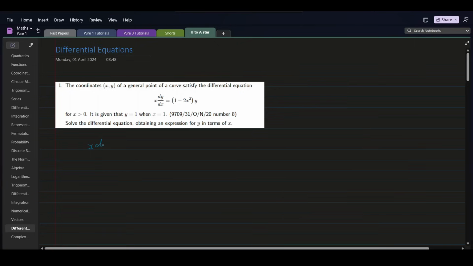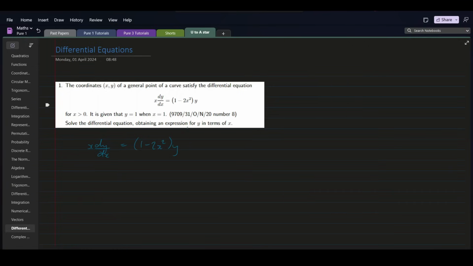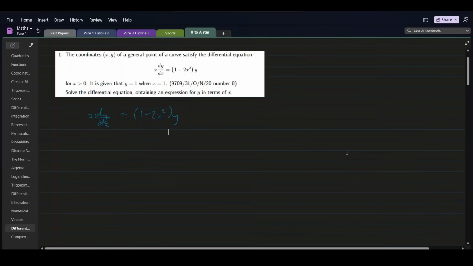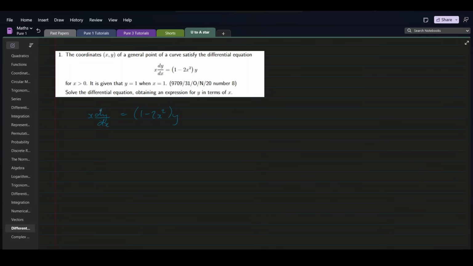Okay, so we're given x dy/dx is equal to (1 minus 2x squared) y. So the first step is to separate our variables. That means everything containing x should be on one side and everything containing y should be on the other side. If we move this y to the left hand side, it would become 1 over y, and we'd keep the dy there, and this should be equal to 1 minus 2x squared, and then we're going to move this x to the right hand side, so it's going to be dividing now, and then we are going to move this dx as well, so it will be multiplying.